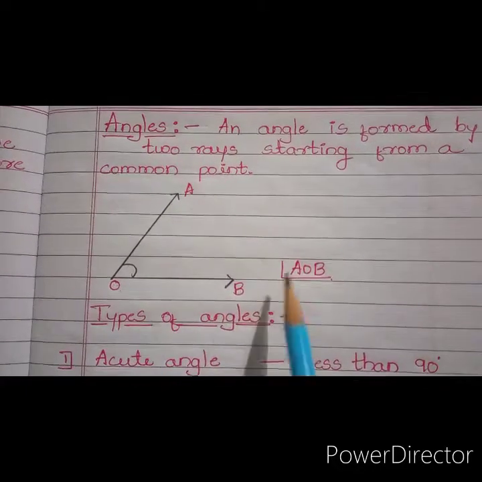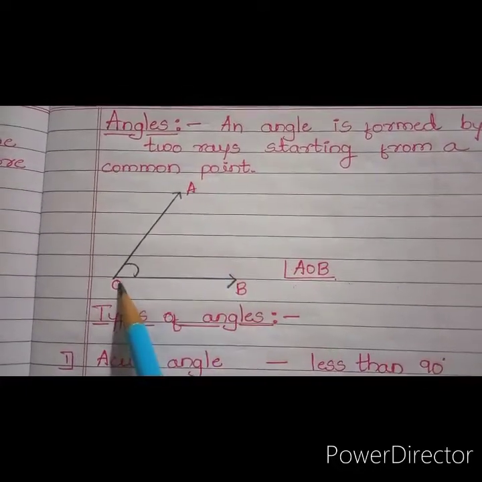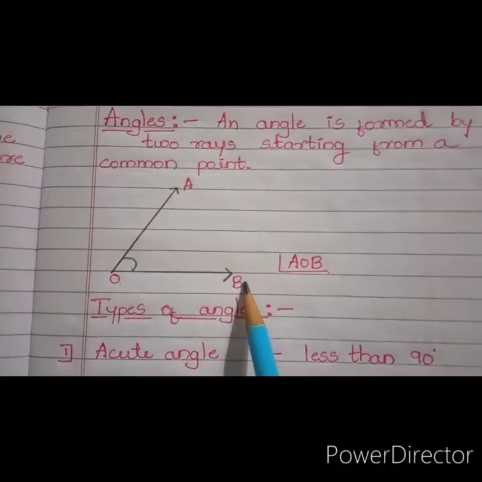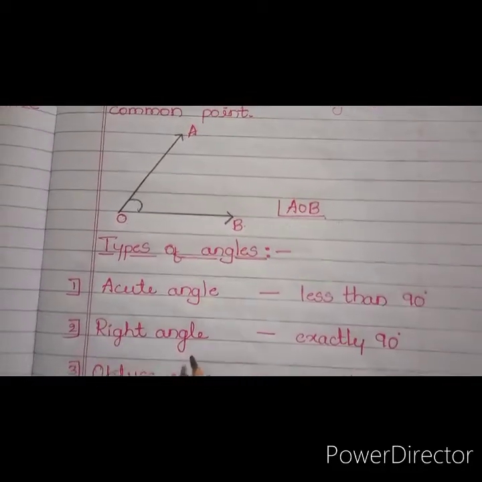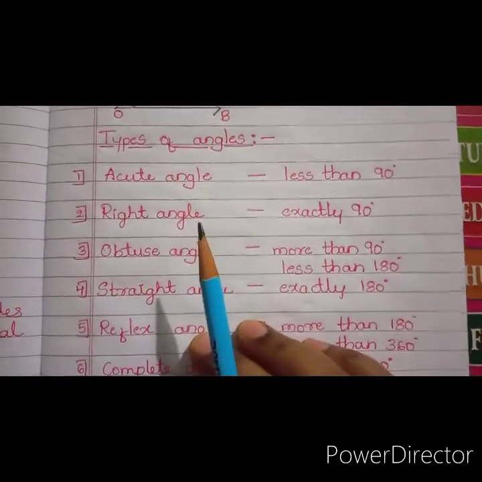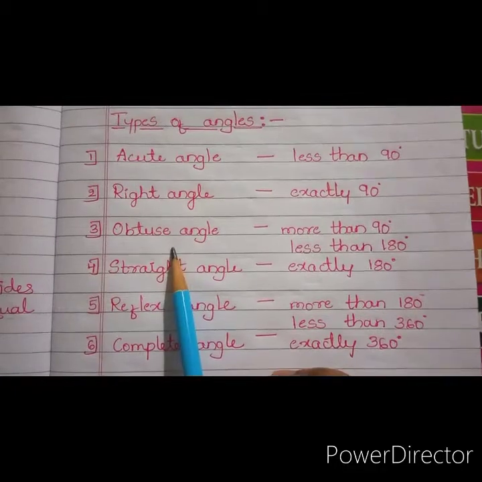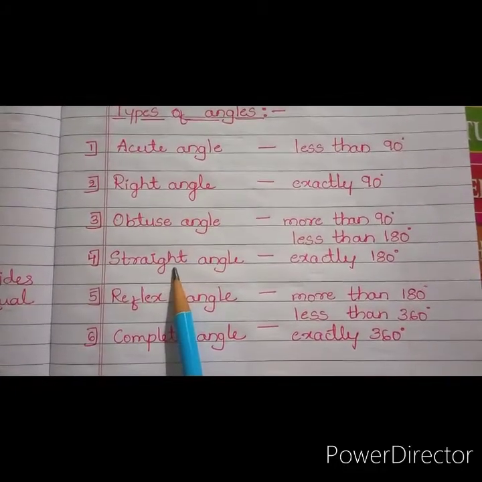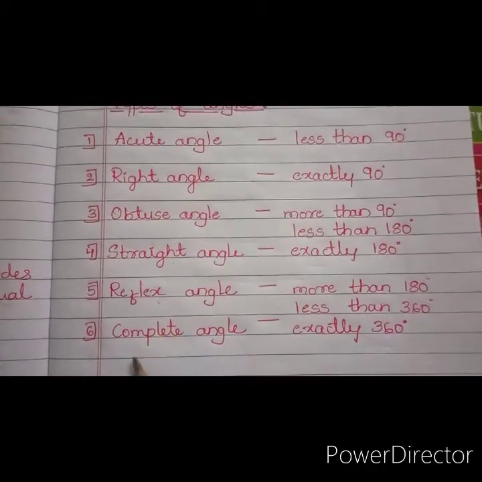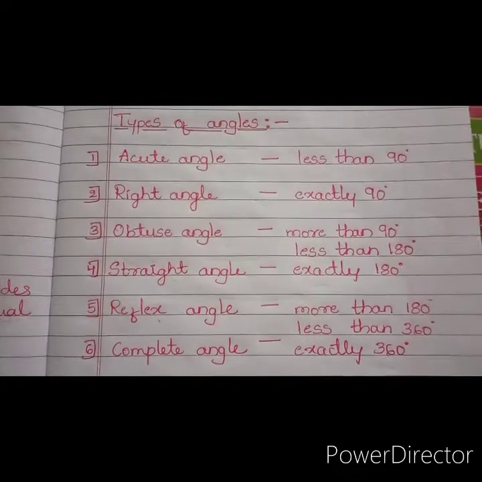So how to read this one? Angle AOB. Okay, here some types of angles are there. In that, first one acute angle, second one right angle, third one obtuse angle, fourth one straight angle, fifth one reflex angle, and sixth one is complete angle.